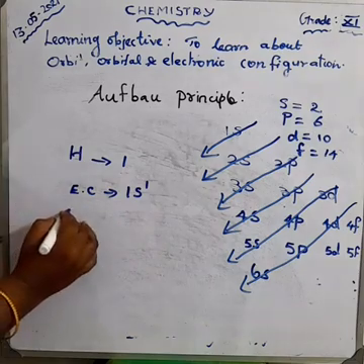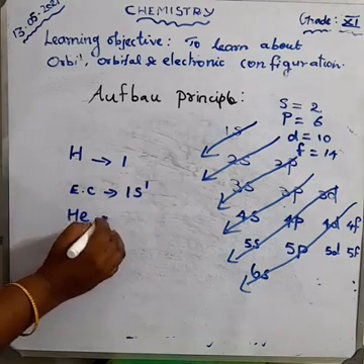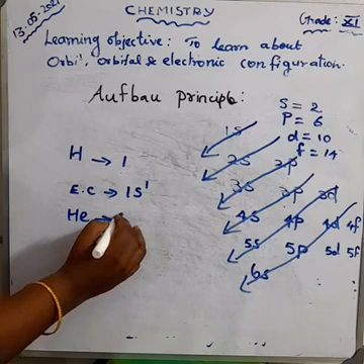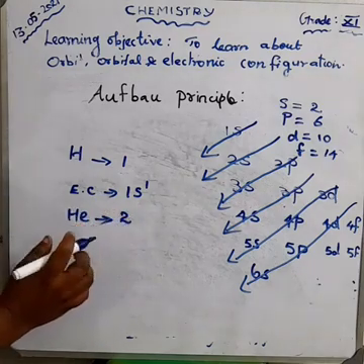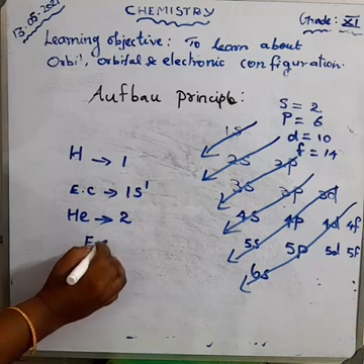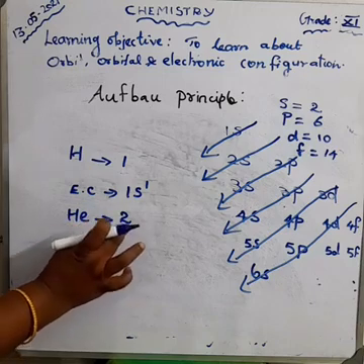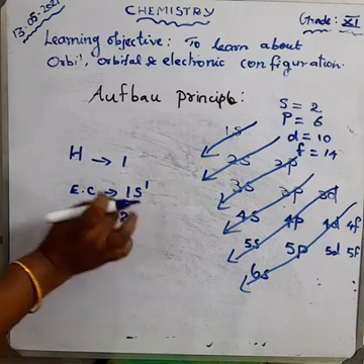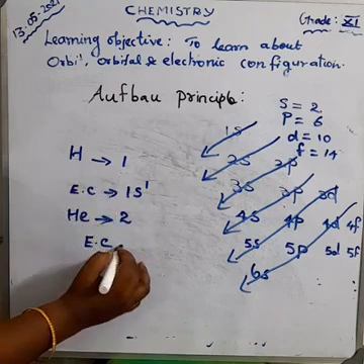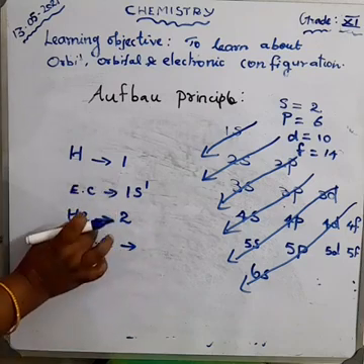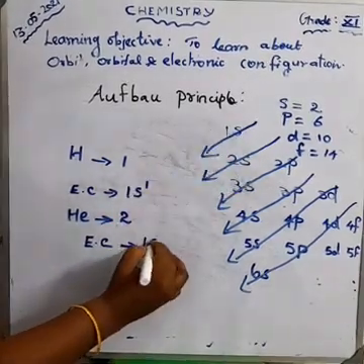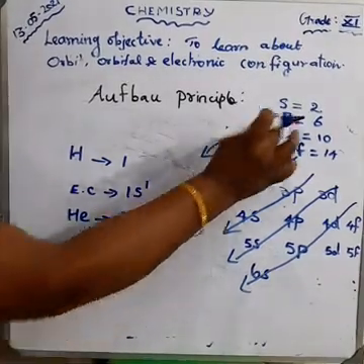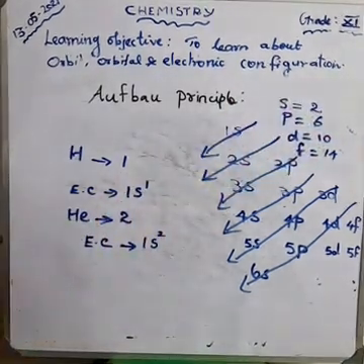And then helium. Helium, atomic number 2. How do you write the electronic configuration? Atomic number 2 means how many electrons are there? Only 2 electrons. So the electronic configuration for helium is 1s2, because the s orbital can occupy 2 electrons.